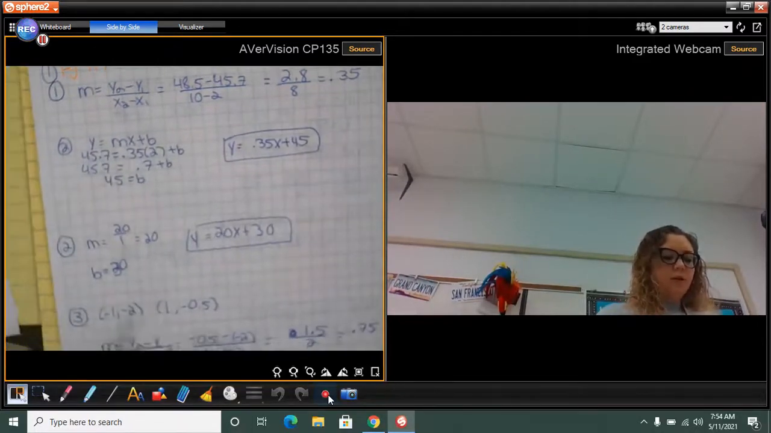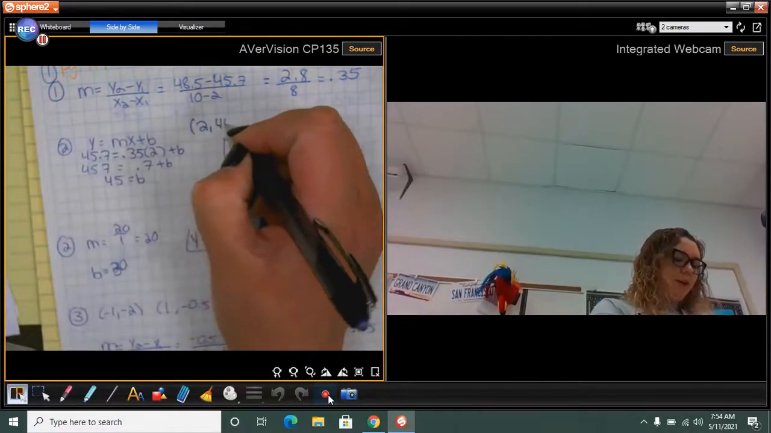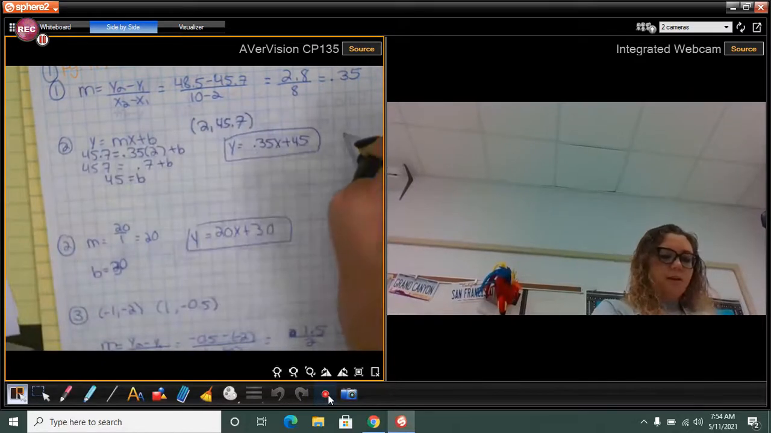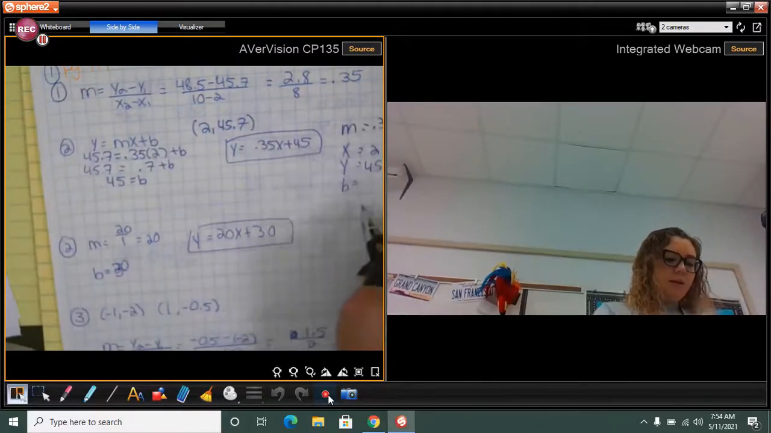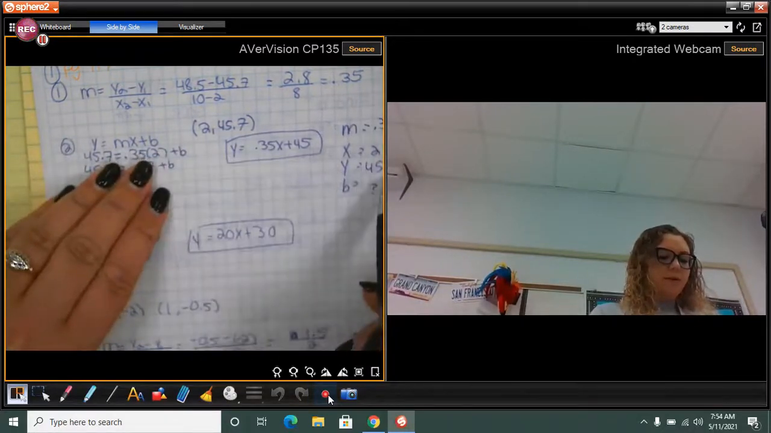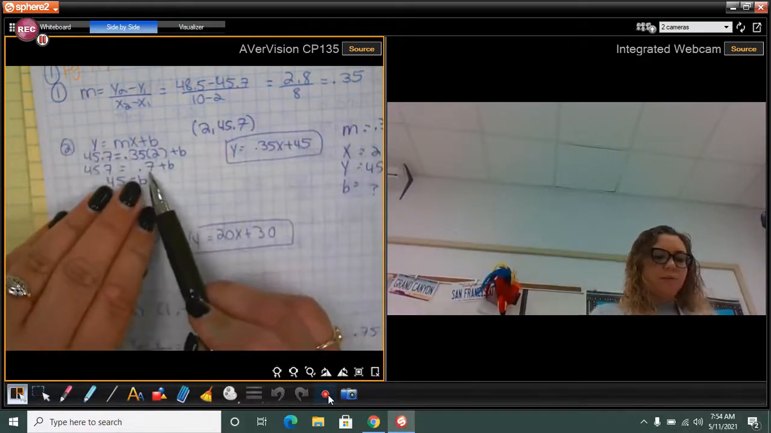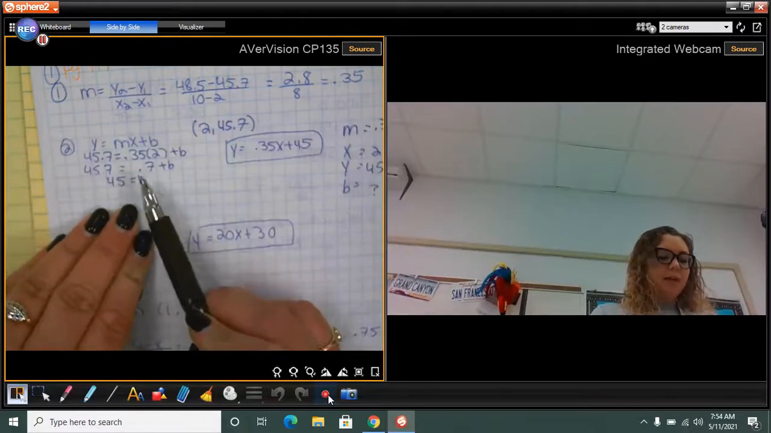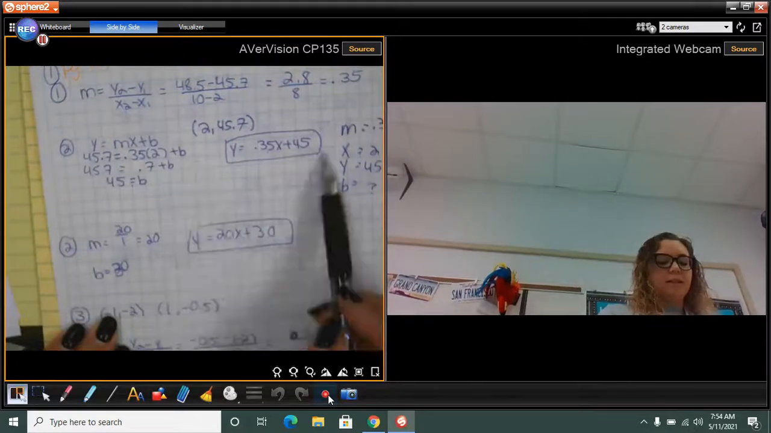Step 2, you're going to pick a point, and I chose the first one, 2, 45.7. So we have my m, x, y, b. We know my m is 0.35, my x is 2, y is 45.7, and then my b we don't know. So what I did was I plugged all these into here. So 45.7 for y, 0.35 for m, so on and so forth. Multiply, get 0.7 plus b, subtract this, and I get 45 equals b. I plug my slope in and my y-intercept, and this is the equation.